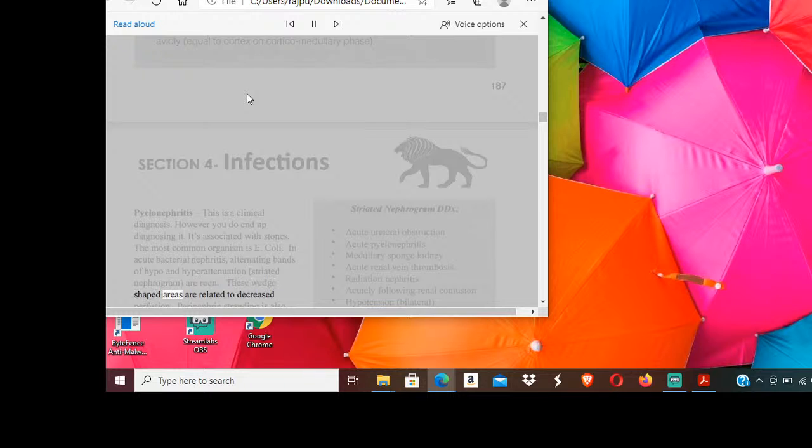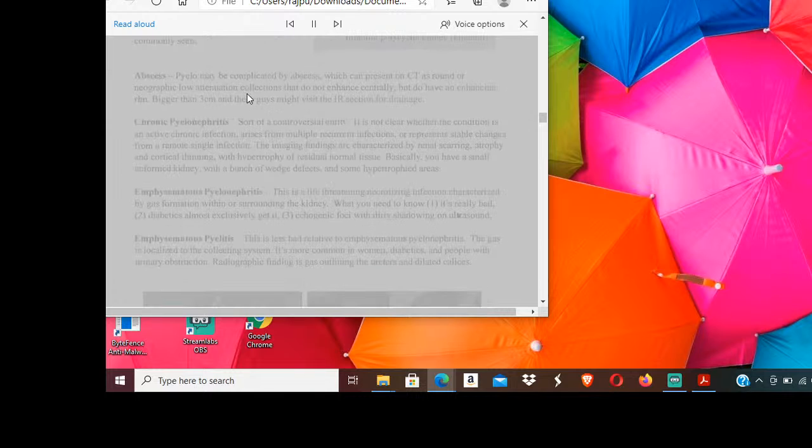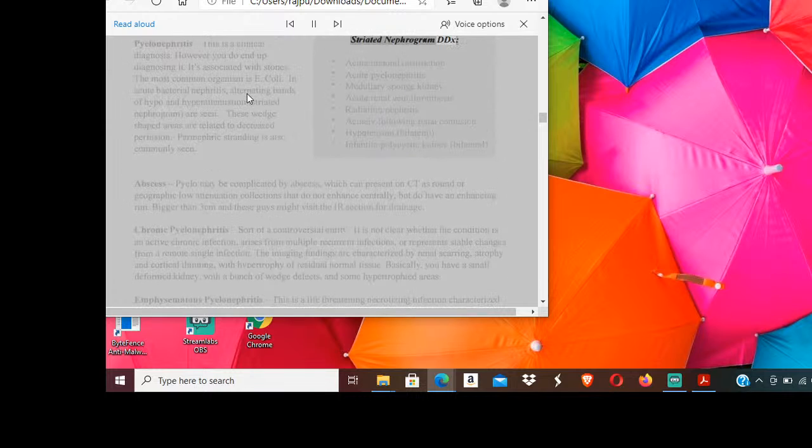These wedge-shaped areas are related to decreased perfusion. Perinephric stranding is also commonly seen. Striated nephrogram DDX: acute ureteral obstruction, acute pyelonephritis, medullary sponge kidney, acute renal vein thrombosis, radiation nephritis, acutely following renal contusion, hypotension, bilateral infantile polycystic kidney, bilateral.